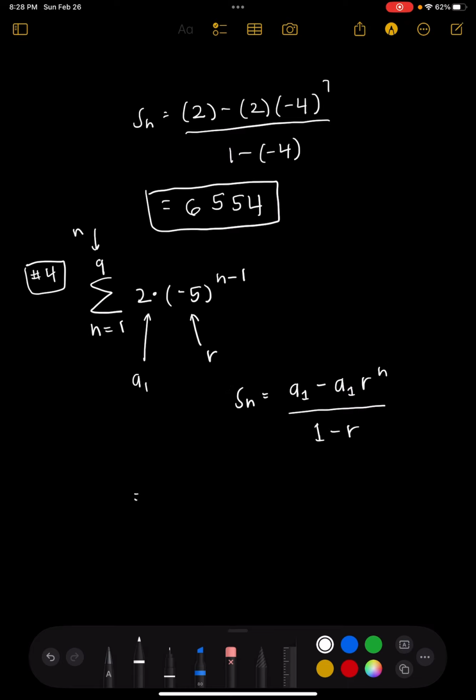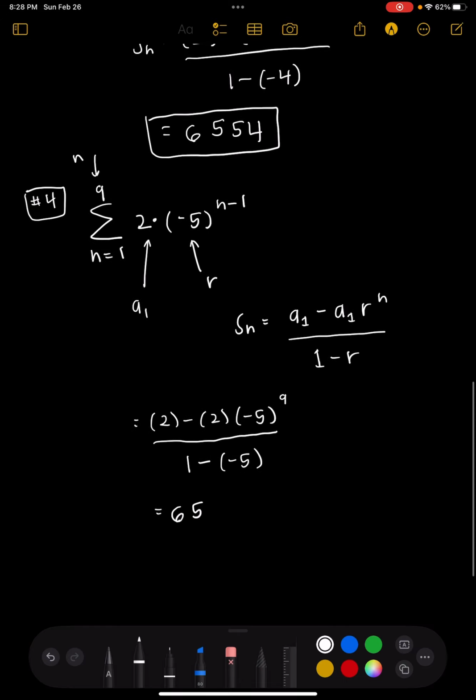So I'm going to end up with A1, which is 2, that's our first number, minus 2 times your r, which is negative 5, to the power of n, which is 9, because that's the top number on that sigma, over 1 minus r, which is negative 5. I'm going to plug that all into a calculator, and I get 651,042. That's if I plugged in 1 to that equation, then plugged in 2, plugged in 3, all the way up to 9, and then added all of my answers together. This is how we find sums of geometric series.